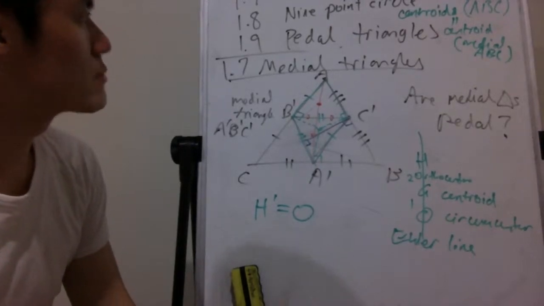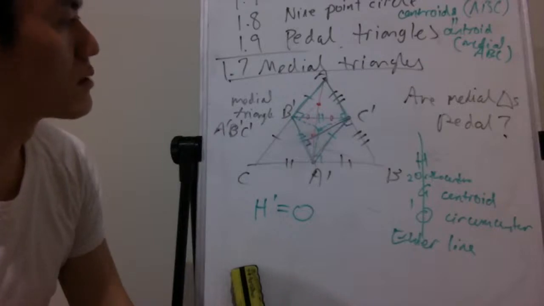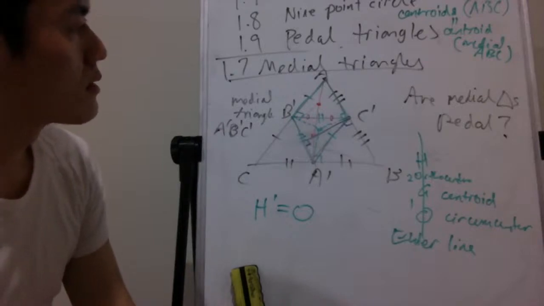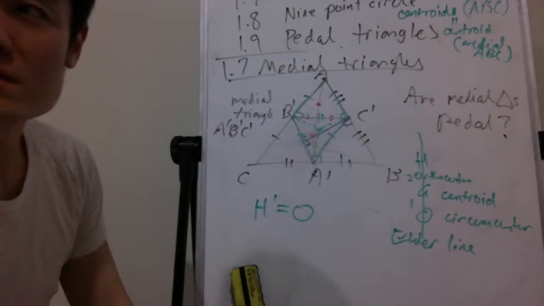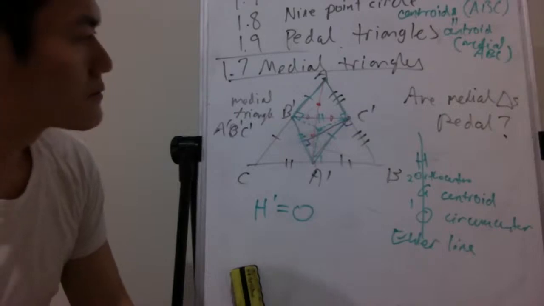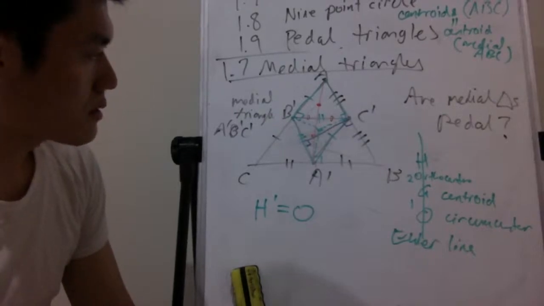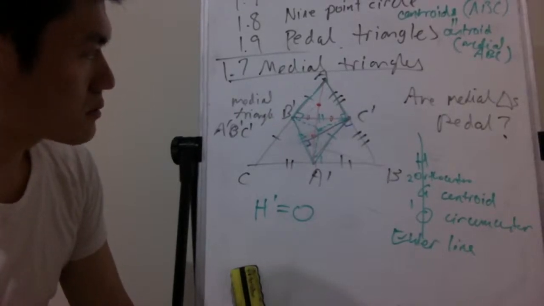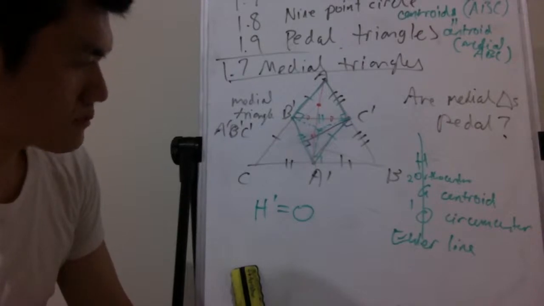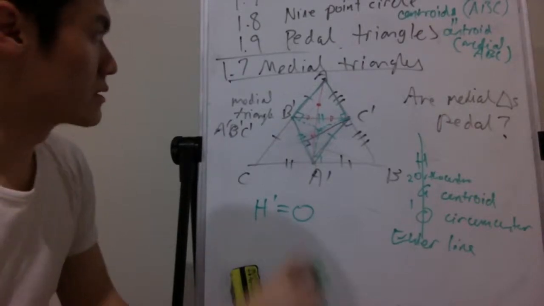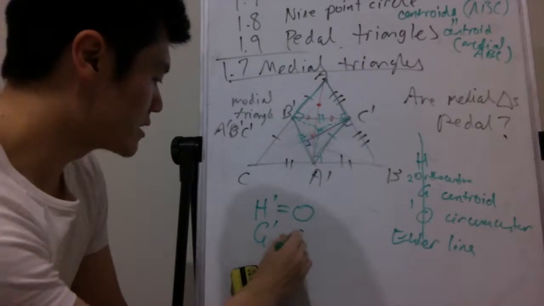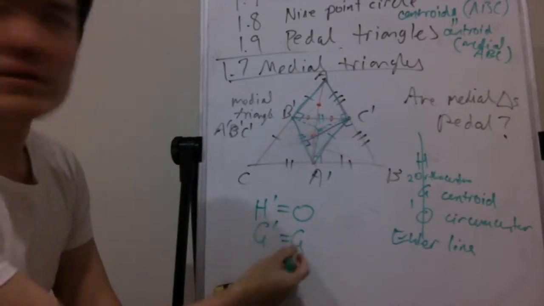Yeah, this is starting to make me think this applies only to acute angle triangles. But it might be an exercise or something that says it also applies to obtuse angle triangles. Okay. Yeah, so what have we said here? Another way of saying that G prime equals G, right? H prime equals O.